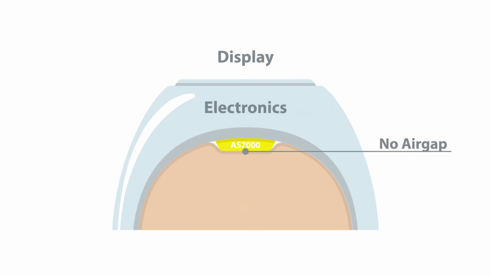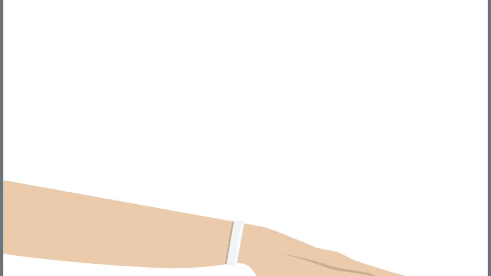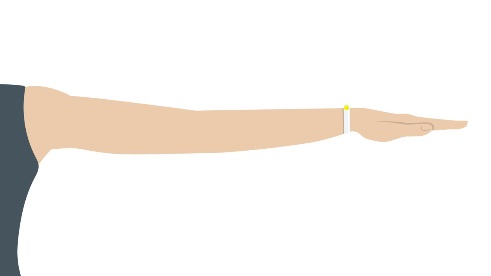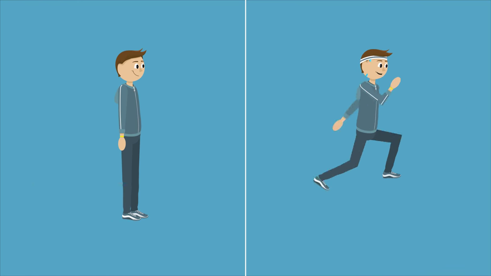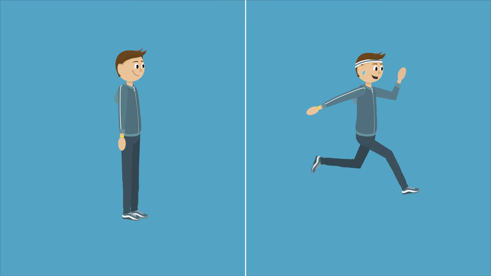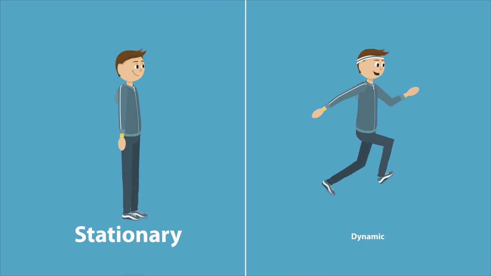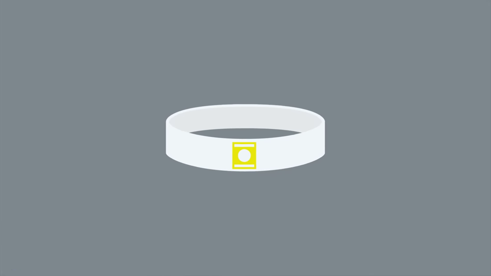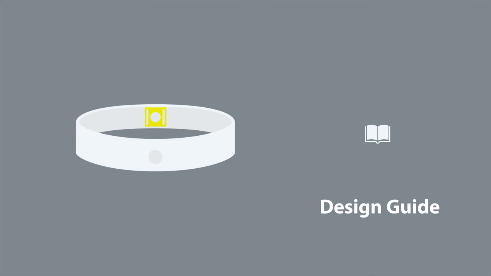The sensor is placed below the electronics of the device, touching the skin. With wrist-worn bands, the sensor is positioned on the posterior part of the arm. However, the AS7000 can also be applied to other parts of the body. Combined with an accelerometer, the AS7000 delivers a heart rate value to the host processor under stationary and dynamic conditions. Envisioning a multitude of industrial designs, AMS offers a comprehensive optomechanical design guide to help achieve optimal performance.